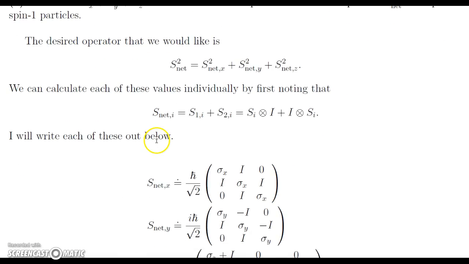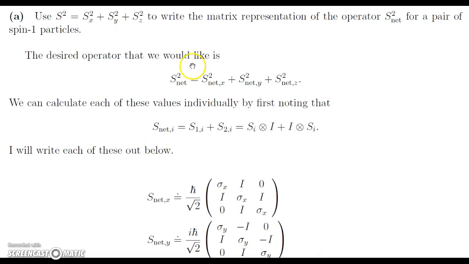So the desired operator that we would like is as follows, and we can use this information here to get that S net squared is equal to S net x squared plus S net y squared plus S net z squared. We just take the corresponding components of the net operator, then square each of them and add them together.